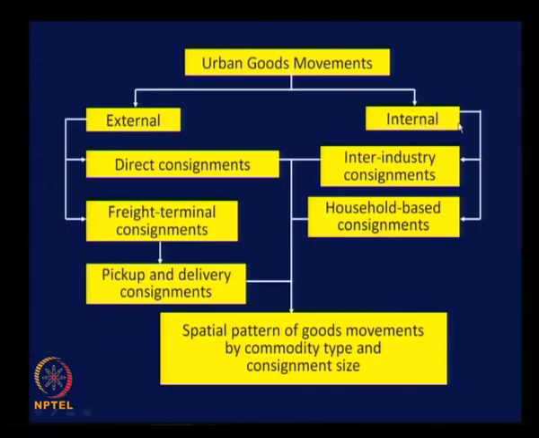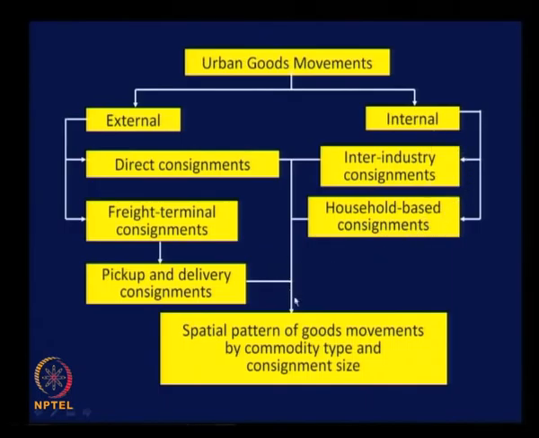If it is internal, it could be inter-industry consignments. As we discussed earlier, this is going to be using large size vehicles and the types of commodities will be limited in number. There may not be different kinds of commodities because it is only inter-industry movement. Then internal movement could be household based consignment. This will have varieties of commodities, varieties will be more. So that is the difficulty. We will be really finding it difficult to analyze this kind of movement, household based movement.